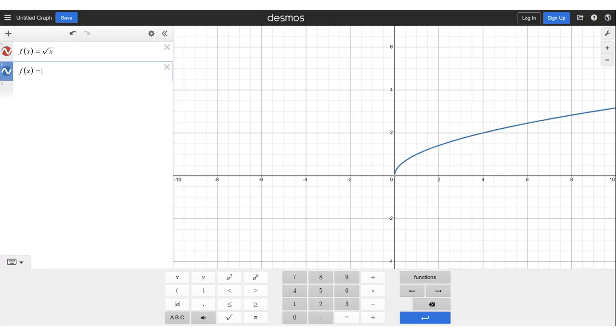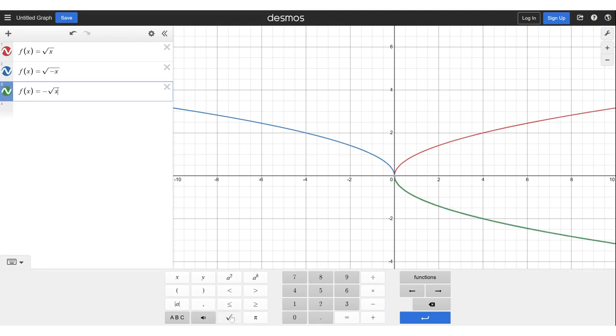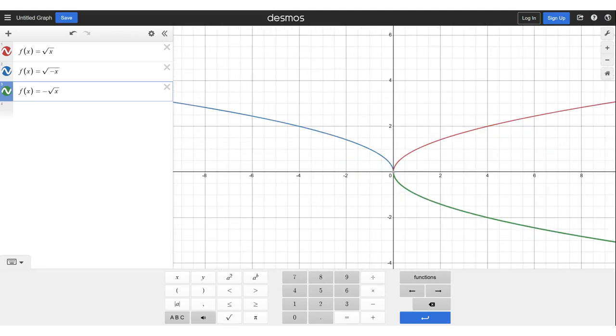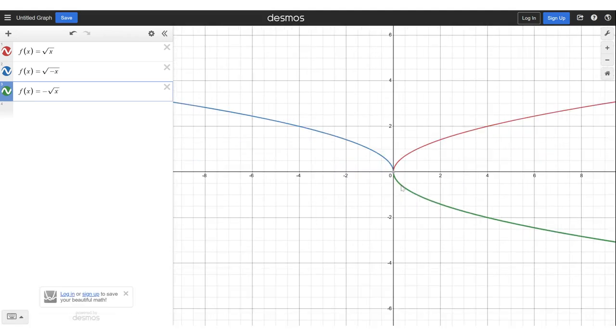But what if we put square root of negative x, it goes there. But what if the negative was on the very outside? What do you think would have happened if it was on the outside of the function instead? So what's in green is a reflection across the x-axis. What's in blue is a reflection across the y-axis.